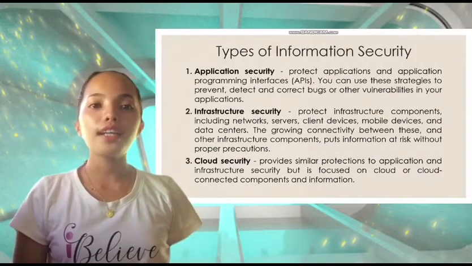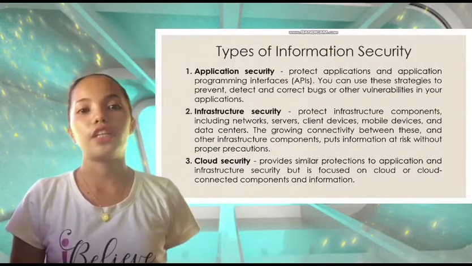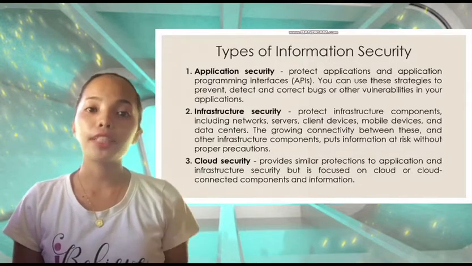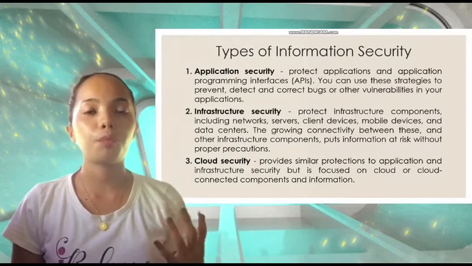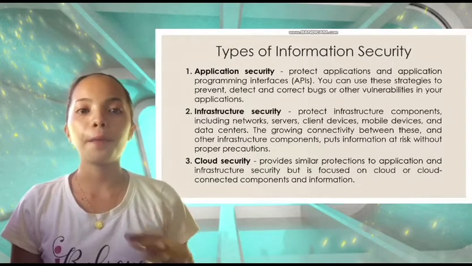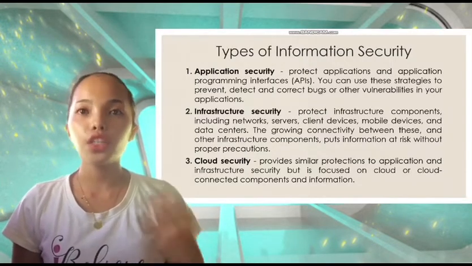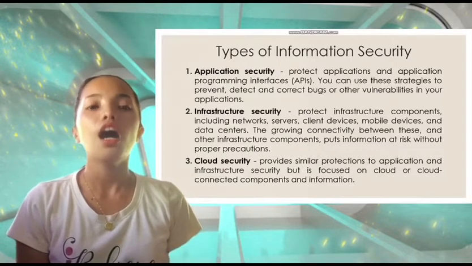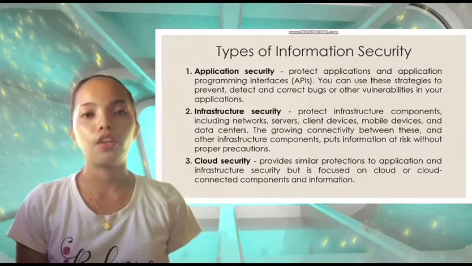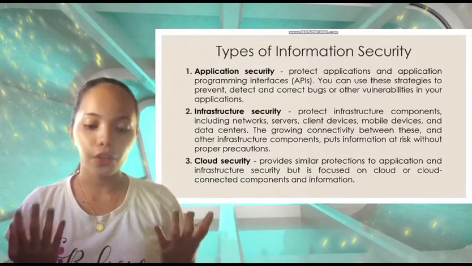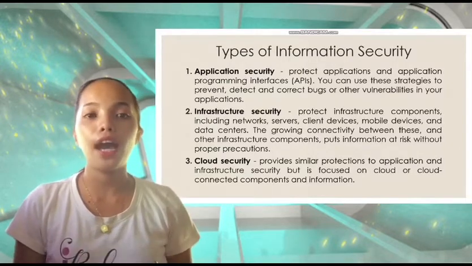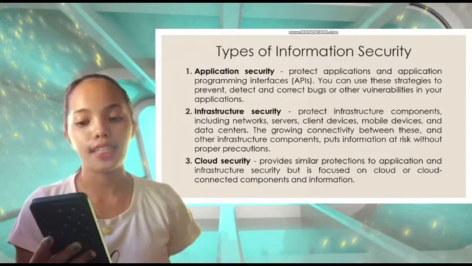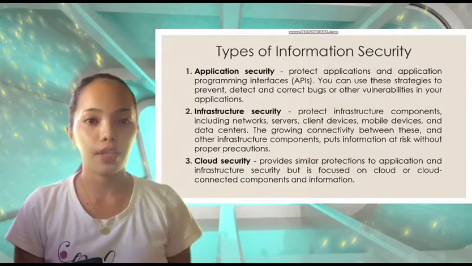So, there are 7 types of information security. First is application security. It protects applications and application programming interfaces, or APIs. You can use these strategies to prevent, detect, and correct bugs or other vulnerabilities in your applications. If not secured, application and API vulnerabilities can provide a gateway to your broader systems, putting your information at risk.